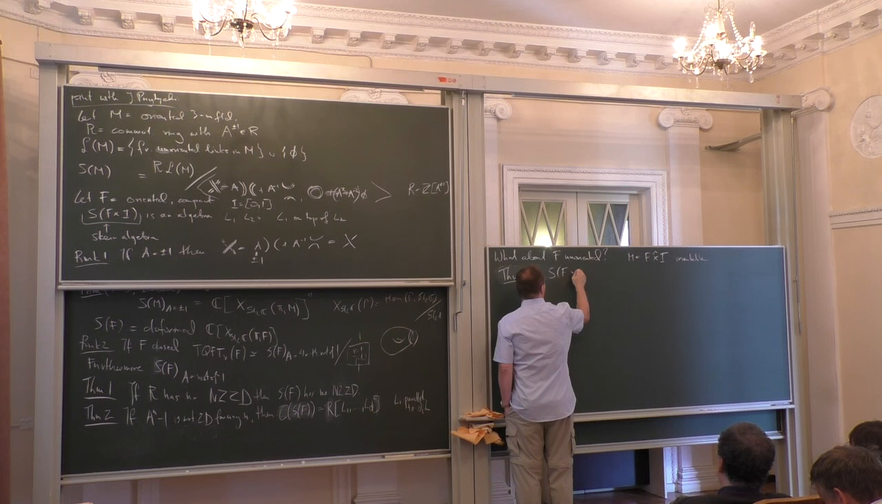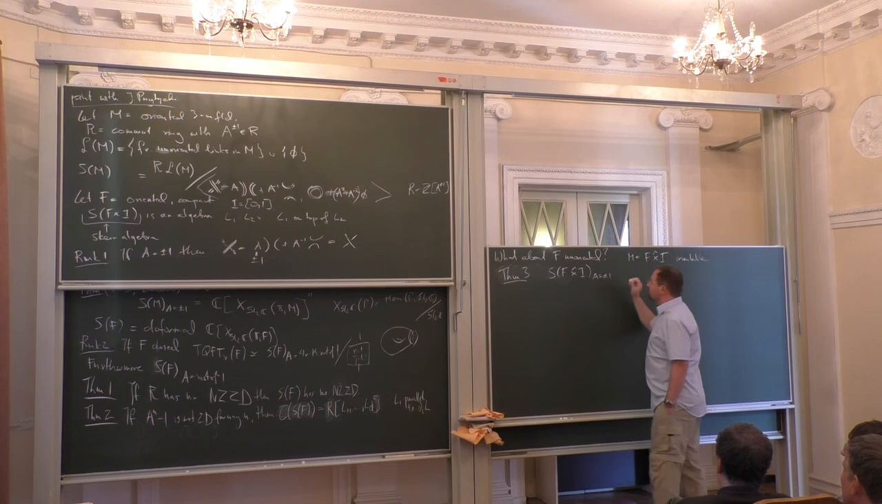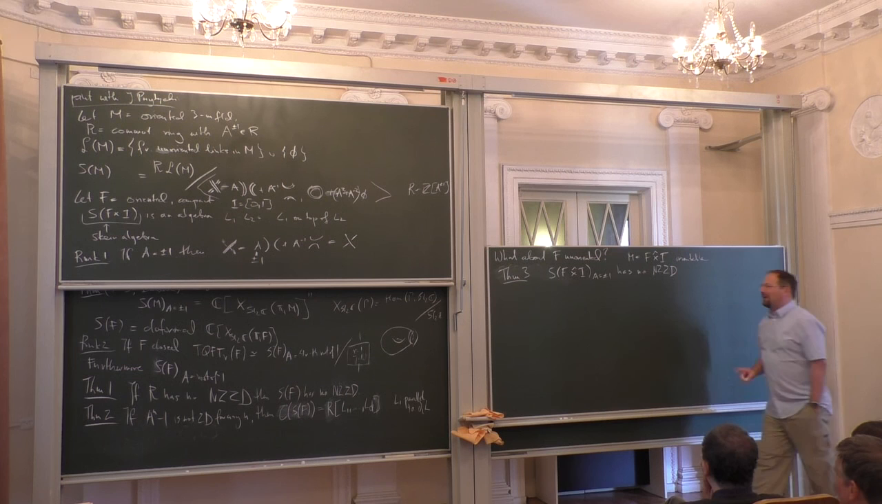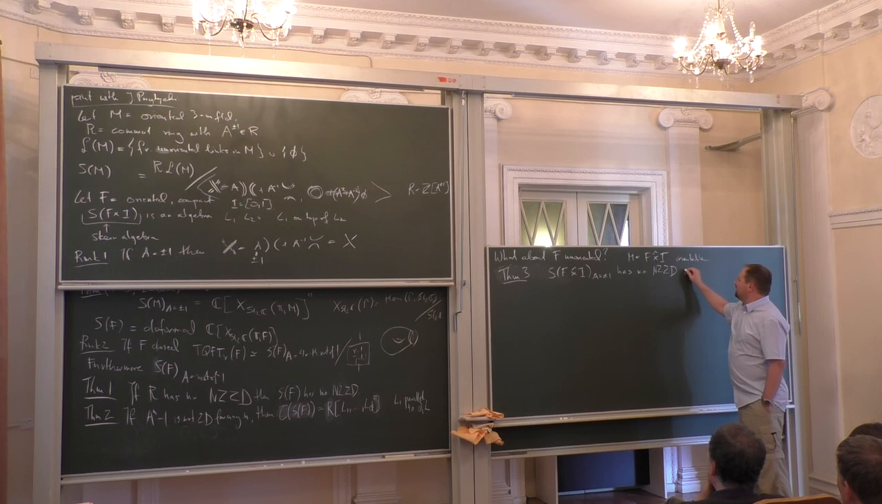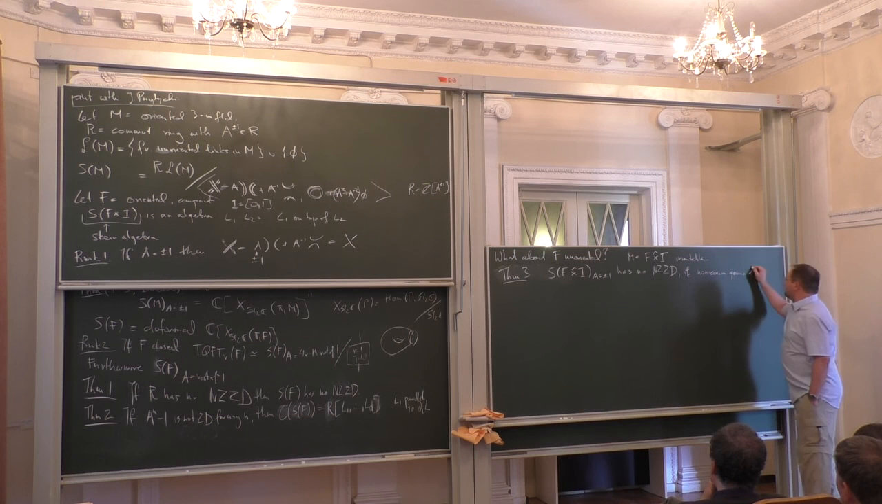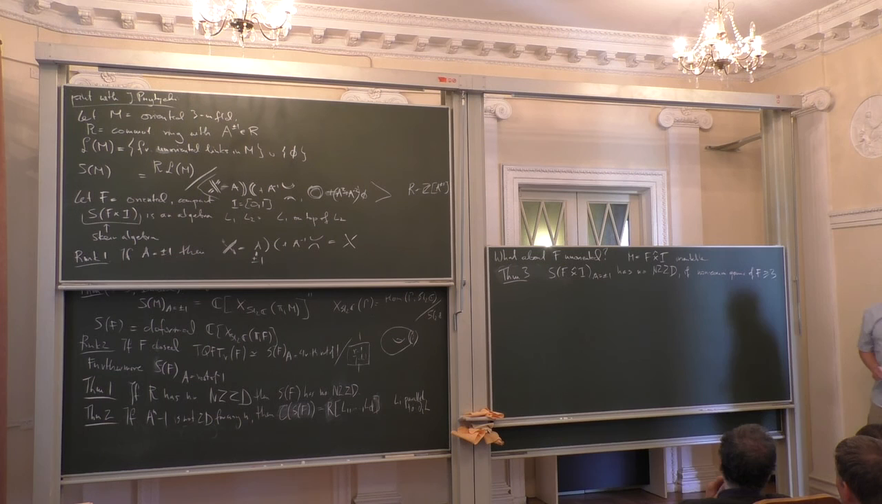So the theorem is that this has no non-zero zero divisors. Well, almost. You have to be a little bit careful. If the non-commutative genus of F is greater or equal to 3. So I accept some little simple cases.